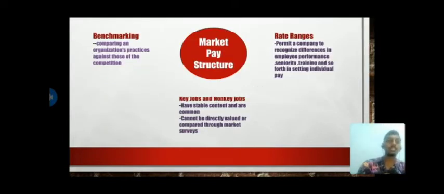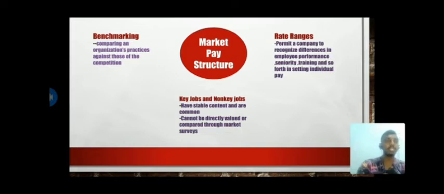Market pay structure has three parts, which are benchmarking, rate ranges, and key job and non-key job. Benchmarking is comparing an organization's practices against those of the competition. As an example, call centers often use benchmarks to understand their customer satisfaction level. Benchmarking can also be defined as the process of measuring products, services, and processes against those of organizations known to be leaders in one or more aspects of their operation.